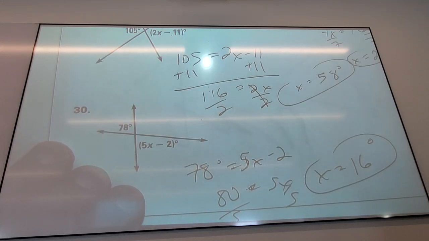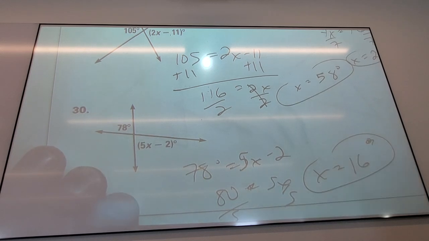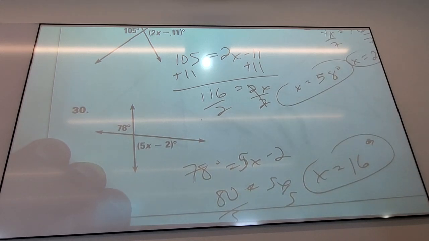All right, how are we doing? Yes, sir. Would x have to have the degree symbol, because it already has it? Oh, true, good point. I wouldn't need degrees on there, it's just a number. Being a little overzealous. Okay.